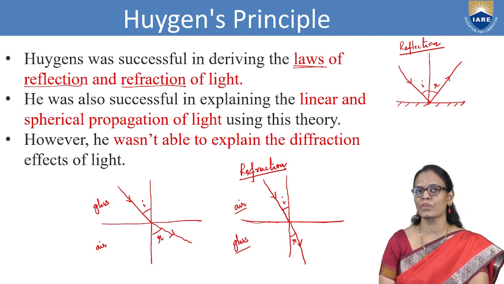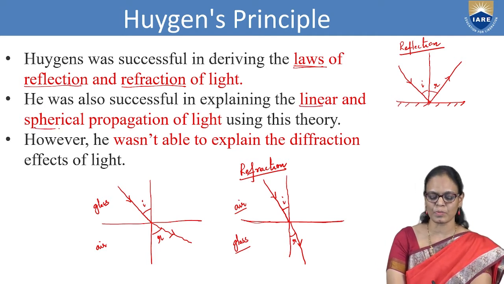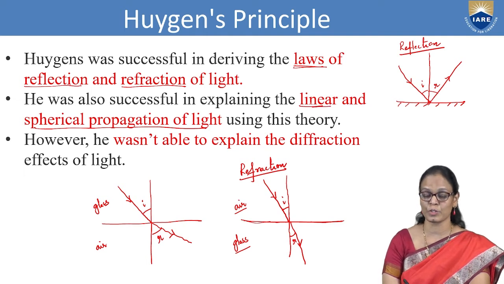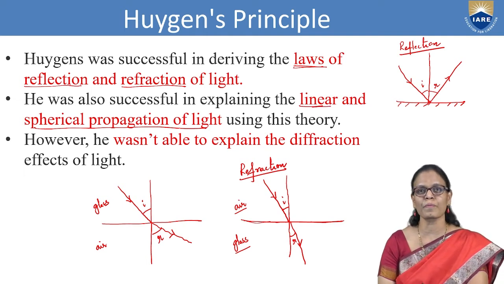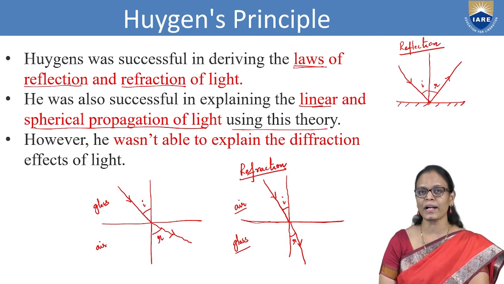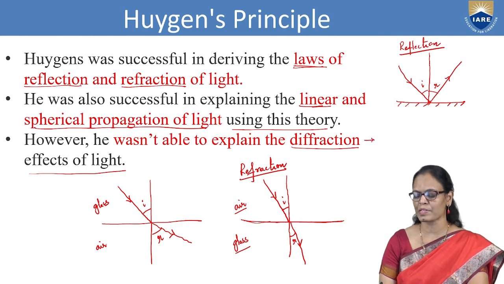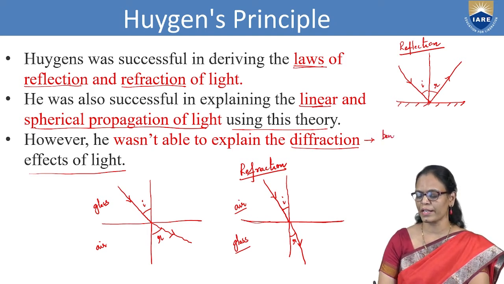He was also successful in explaining the linear as well as the spherical propagation of light. When light is propagating forward in a medium in a linear way, how do we explain it? And if it has spherical propagation, he could also explain it with the help of this theory. But the only constraint was that he was not able to explain the diffraction effects of light. Diffraction here represents the bending of light around the corners of an obstacle. So this is related to the bending of light.